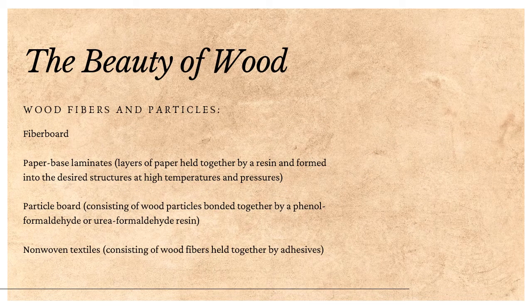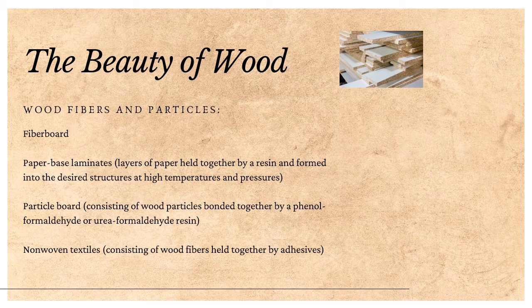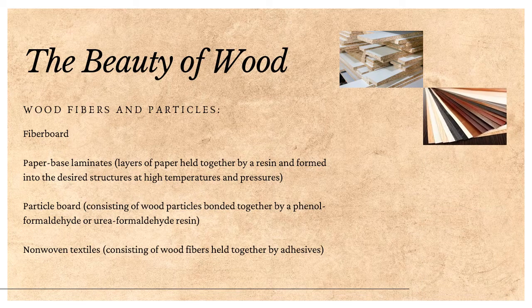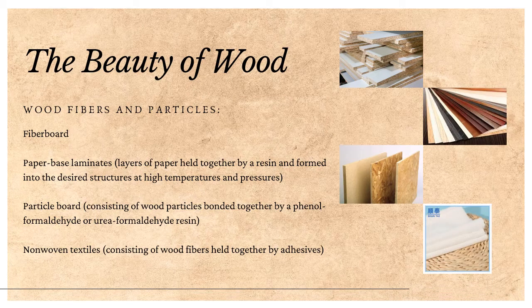So wood fibers and particles can be used for making fiberboard, paper-based laminates, which are layers of paper held together by a resin and formed into the desired structures at high temperatures and pressures. It can also be used to make particle board, consisting of wood particles bonded together by a phenol formaldehyde or urea formaldehyde resin. And lastly, non-woven textile substitutes consisting of wood fibers held together by adhesives.